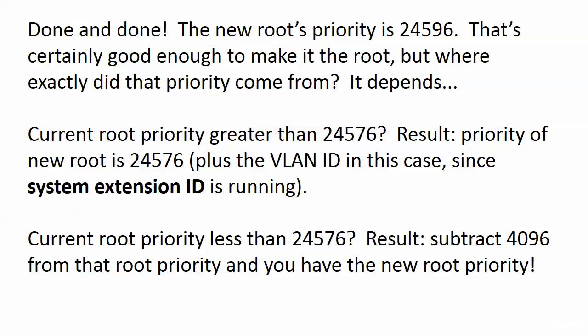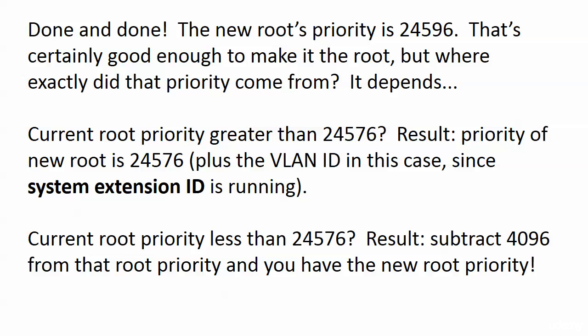I want to show you where that root priority came from. The new root's priority was 24,596. That was on switch 2, and certainly good enough to make it the root, but where did it come from? Well, if the current root priority is greater than 24,576, the priority of the new root will be set to 24,576 plus the VLAN ID, in this case, because the system extension ID feature is running. If the current root priority is less than 24,576, then 4,096 will be subtracted from the current root priority, and you have the new root priority.